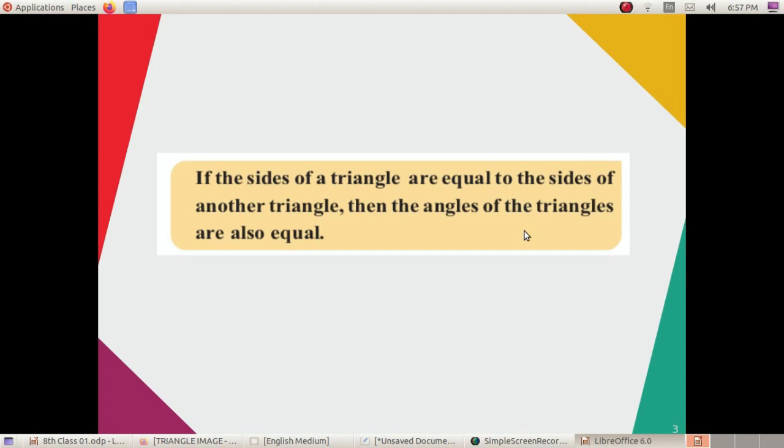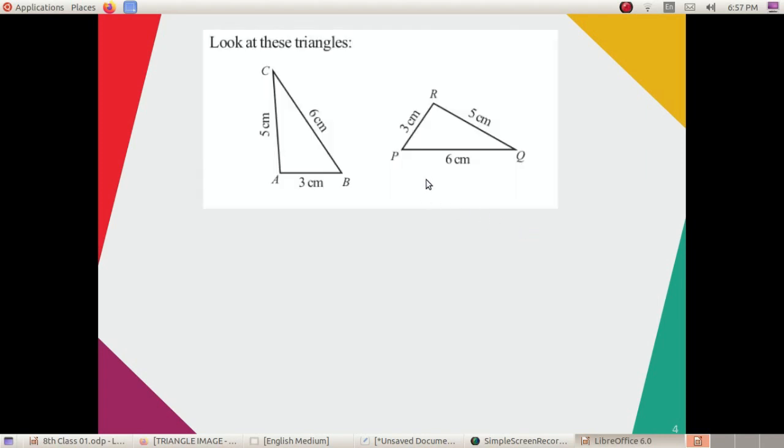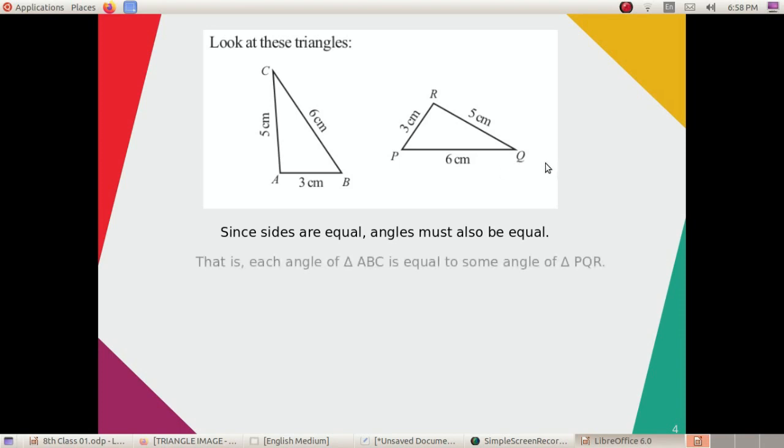Now look at these triangles, triangle ABC and triangle PQR. They have the same sides, 3 centimeters, 5 centimeters, 6 centimeters. As we have discussed earlier, they must have the same angles. Since the sides are equal, their angles must also be equal. That is, each angle of triangle ABC is equal to some angle of triangle PQR. But which pairs of angles are equal?